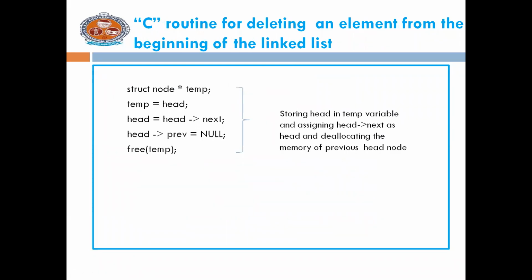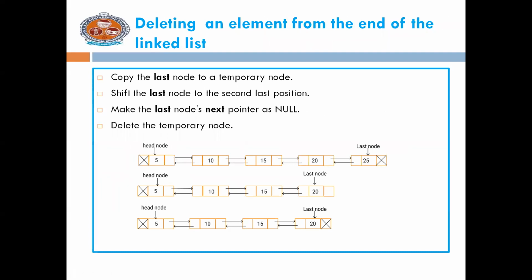Here comes the C routine for deleting an element from the beginning of the linked list. Here in a temporary variable, I am storing the head node or root node, and I am making the second node, that is head of next, the head node, and I am updating the newly created head node's previous with a null value. And at last I am freeing the memory, that is, we are deallocating the memory of the previous head node.